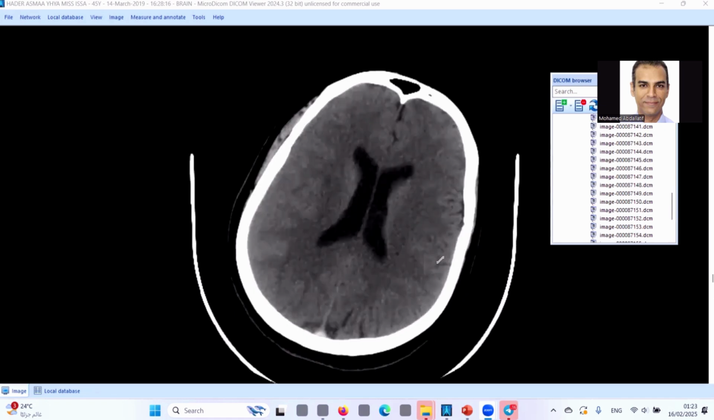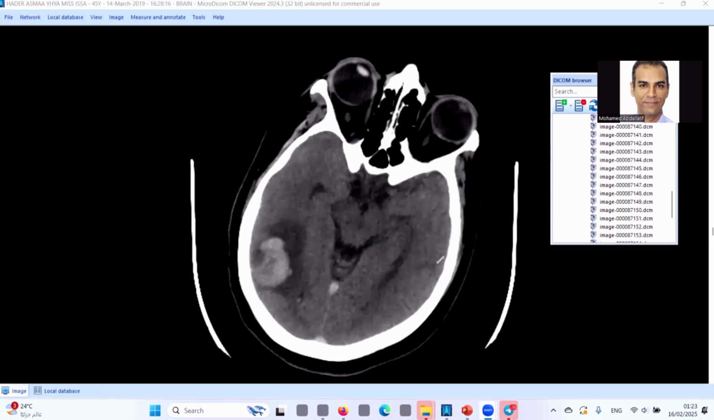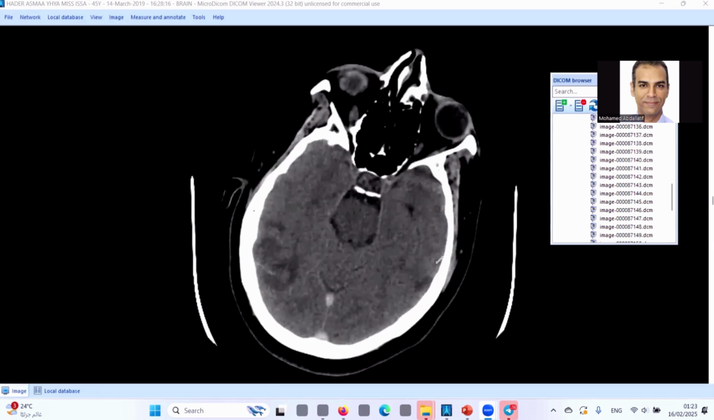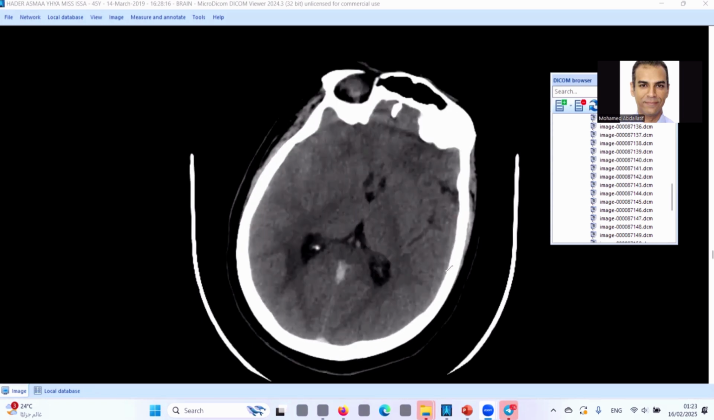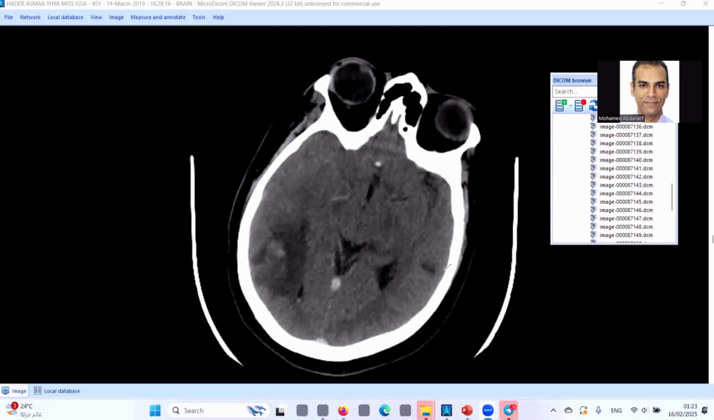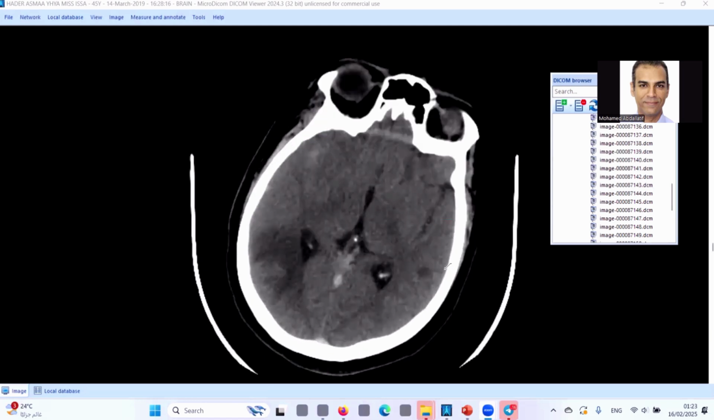So if we go with our checklist, as we said in one of our videos, we should check the vessels. This is a non-contrast CT scan of the brain. The internal carotid arteries are not enhancing. The cerebral arteries are not enhancing. So we are dealing with a non-contrast CT scan of the brain.